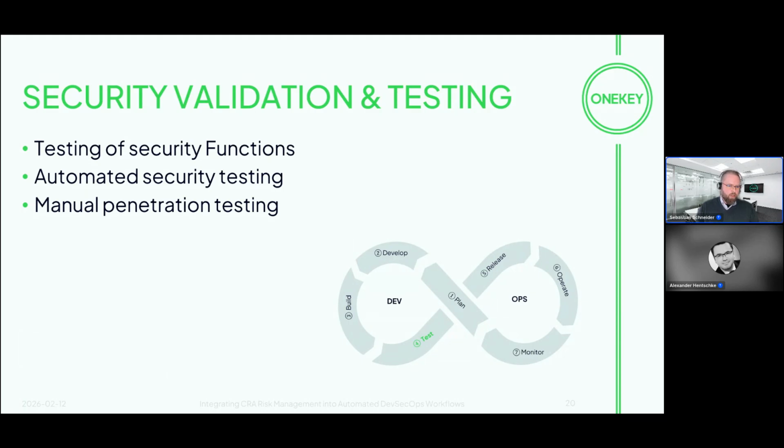And then, of course, manual pen testing. Perhaps you have the resources to build these capabilities within your own organization to do some basic pen testing, but of course, you should also have external pen testers that verify that all your implementations are really safe and secure.